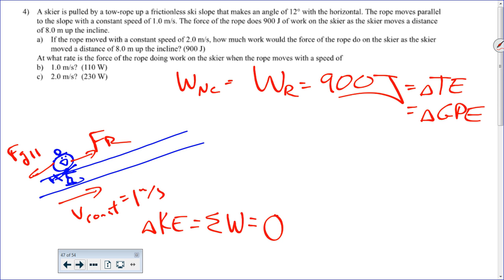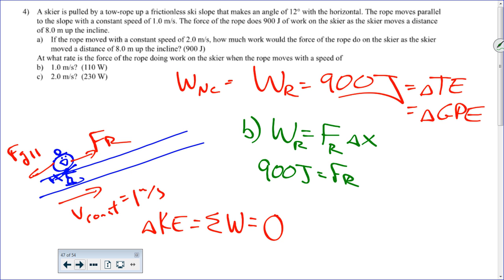What do you got here? So it tells you that the rope does 900 joules of work over 8 meters. Cool. So you just do the motion. You're telling me that the work of the rope is 900 joules. Force of the rope we don't know, but we do know that the displacement is 8 meters, right? So that means that the force of the rope is, what is that, 112.5 newtons? Is that right? I did that in my head. Yeah. Cool?